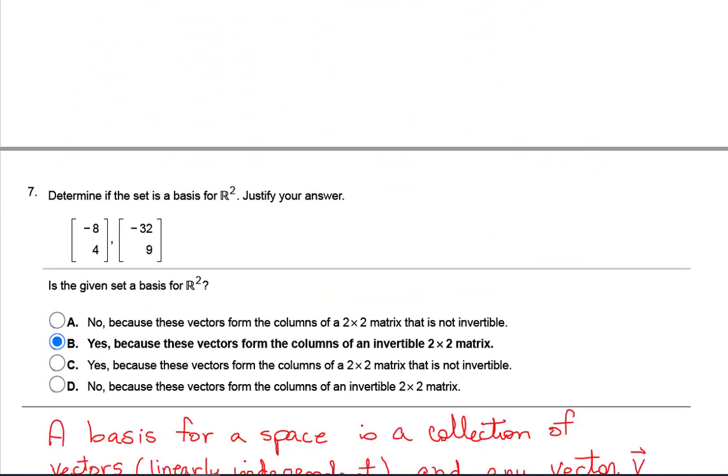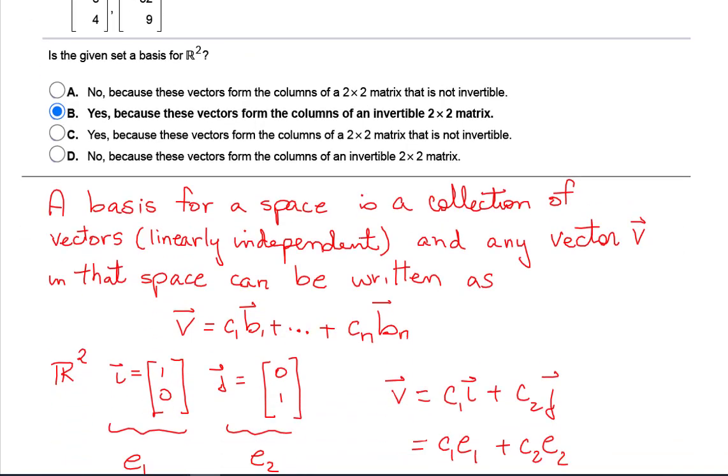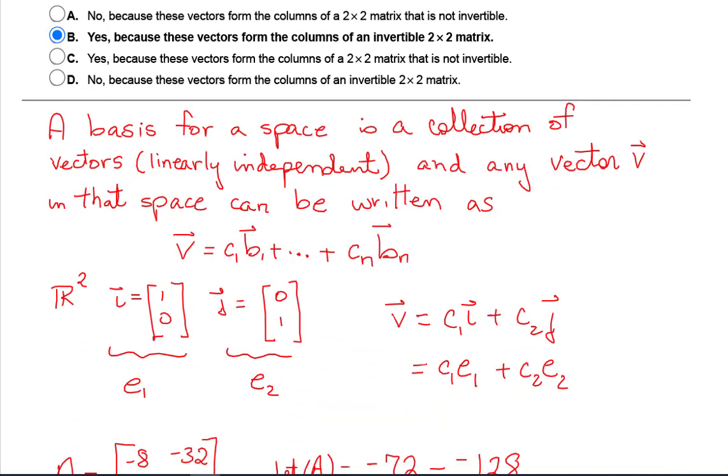All right. We want to find out if these two vectors form a basis for R2. Well, what is this basis thing? Well, the basis is a collection of vectors. They have to be linearly independent. And any vector in the space can be written as a combination of those basis vectors.